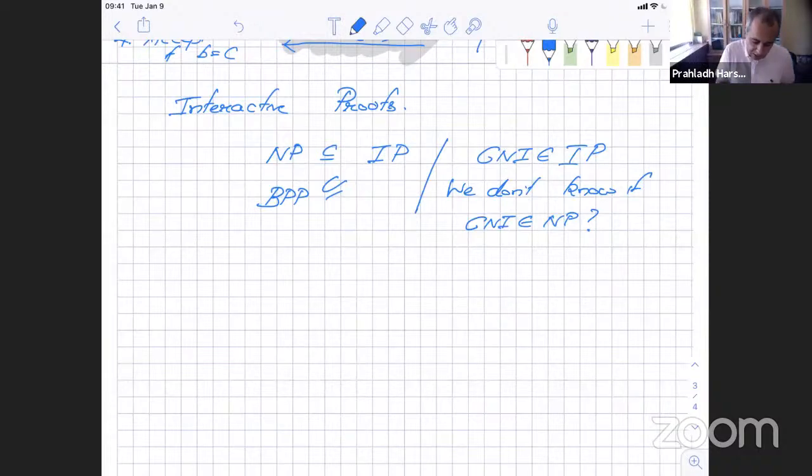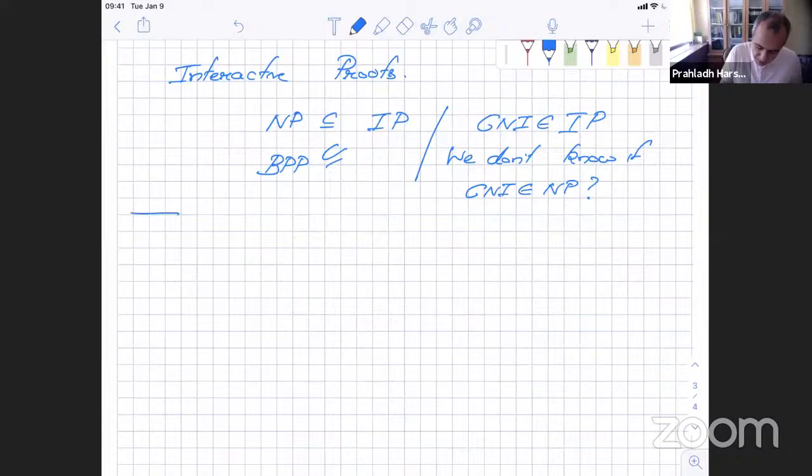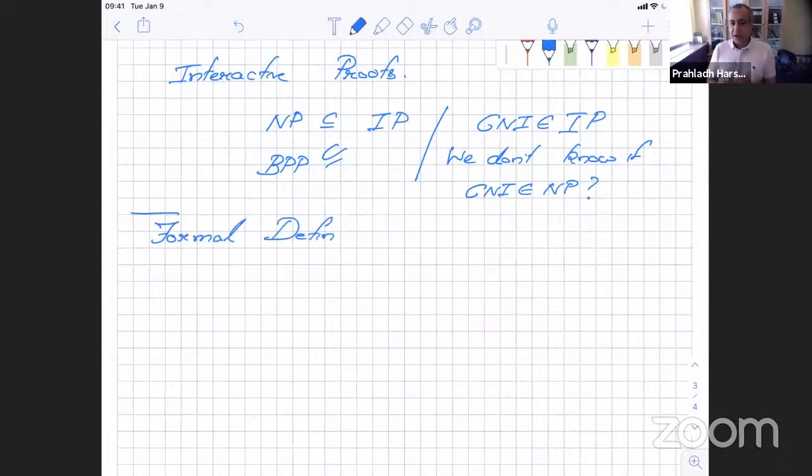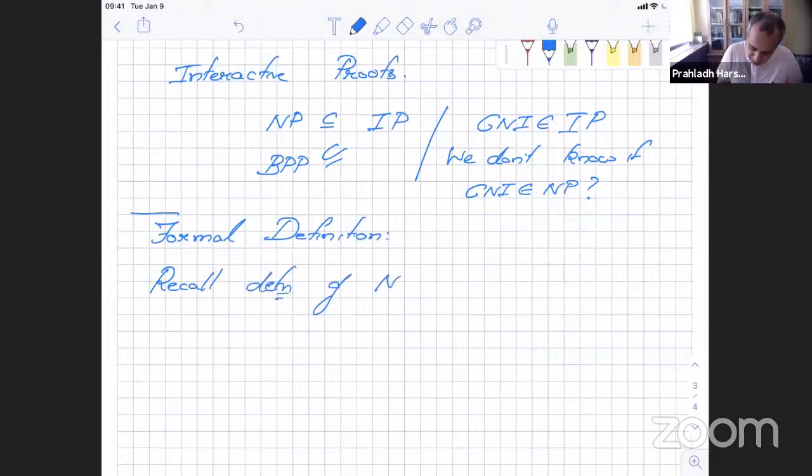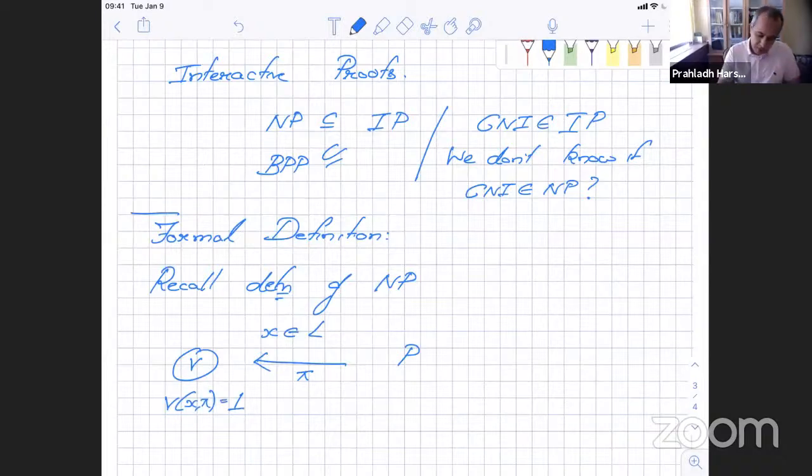Now let's actually try to find out how I am going to formally define this thing. Let's be a little pedantic and recall the formal definition of NP and see how we are going to modify it in this setting. NP, once again, is the setting in which, for X in L, there's a deterministic verifier, and the whole purpose of the prover is sending one proof across. The verifier is checking if V of X, pi equals 1, accept or reject.